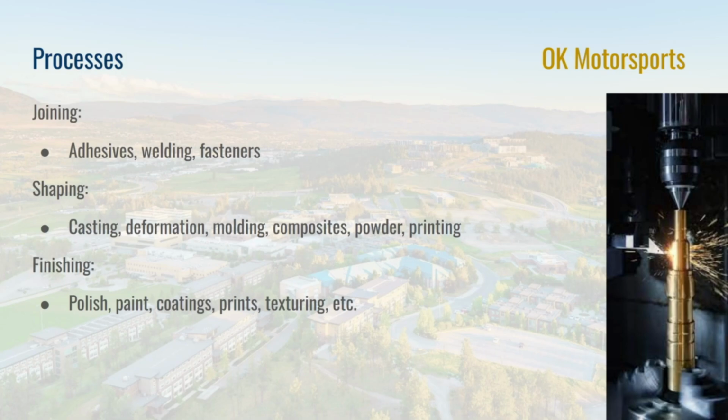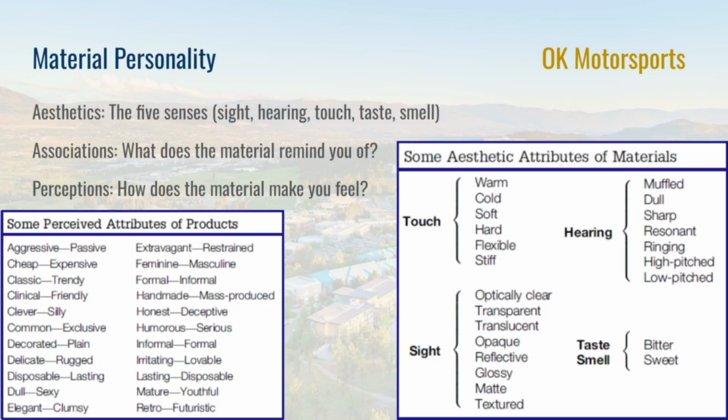Finishing. You have your part, you just finished crafting it through the mill. Now you want to give it a nice polish, make it look shiny. You want to give it some paint, make it look purple, give it a coating. This doesn't really apply to us, but it's worth considering. Material has personality. And you should think about your material and you should be kind to your material because it has feelings.